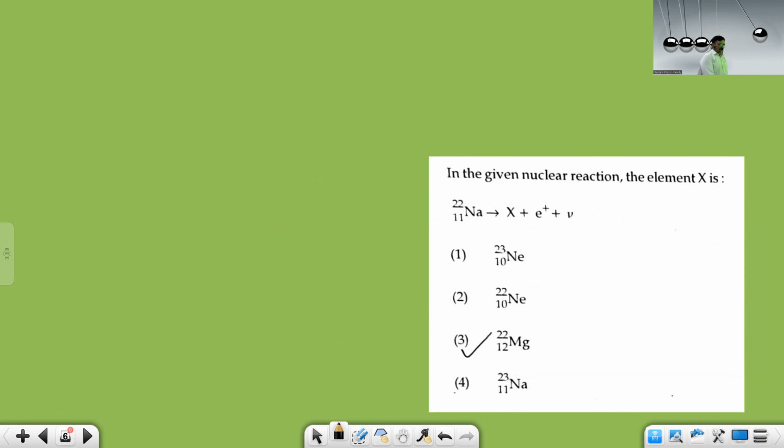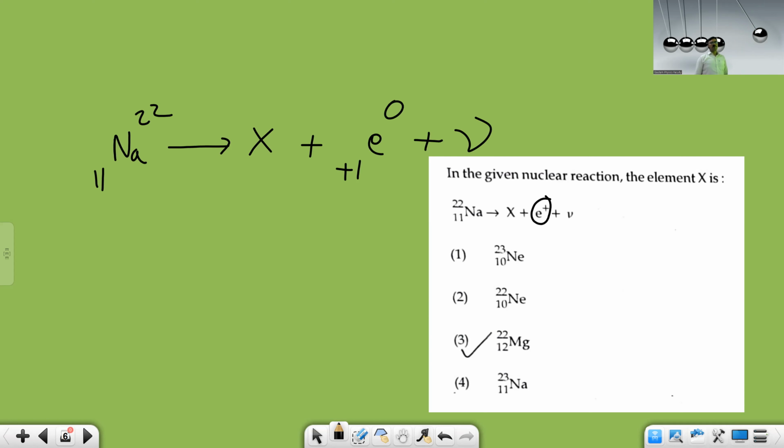See this question, they have given a nuclear reaction, sodium, they have mentioned 22 to 11, and here X, some element they have given, and e plus. What is e plus? Positron. Positron means +1, 0. Previously, e minus means electron, which is -1, 0. e plus means positron, +1, 0. So we need to balance the equation, a very basic question.